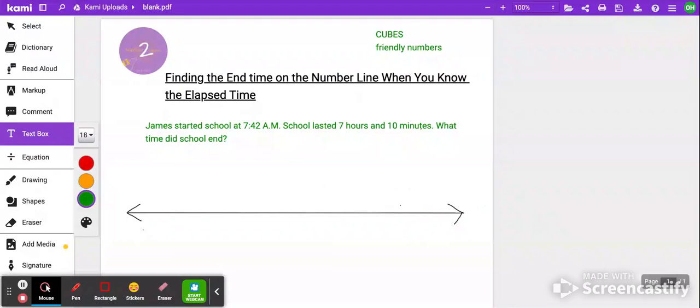So today we're going to find the end time on a number line when we know what the elapsed time is. We're going to use the strategy cubes and friendly numbers, and hopefully this isn't your first time to the channel, so you are familiar with the strategy of cubes and friendly numbers.